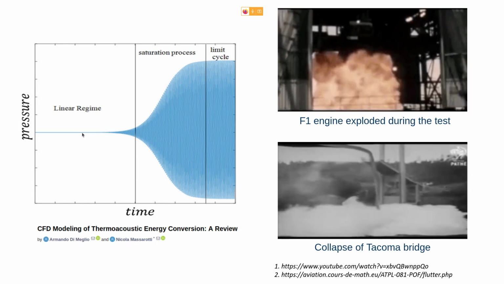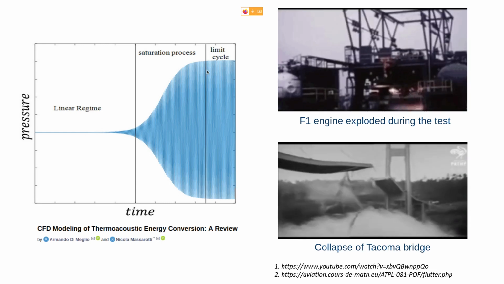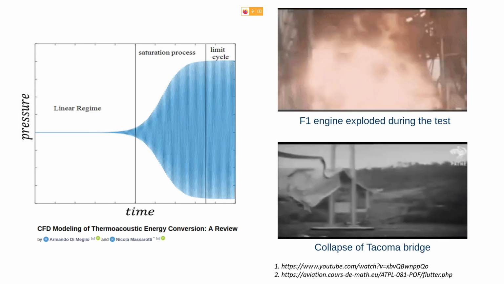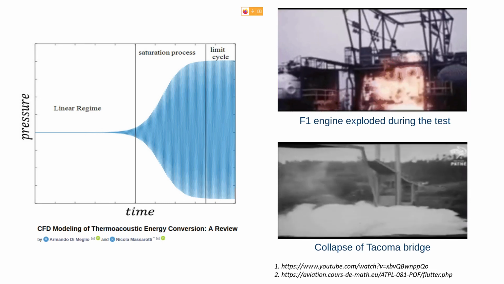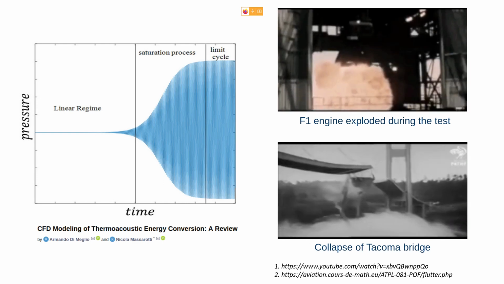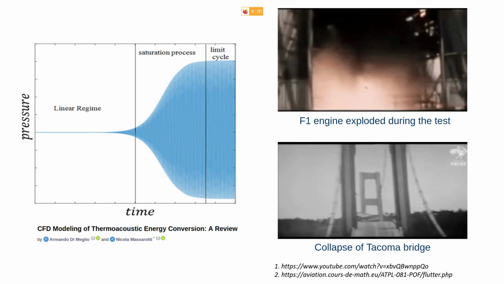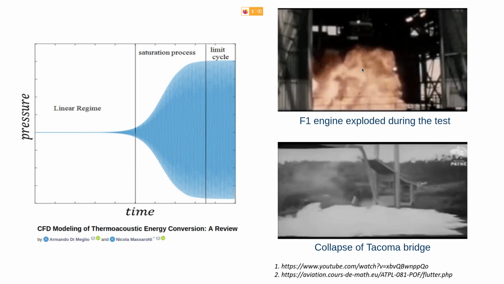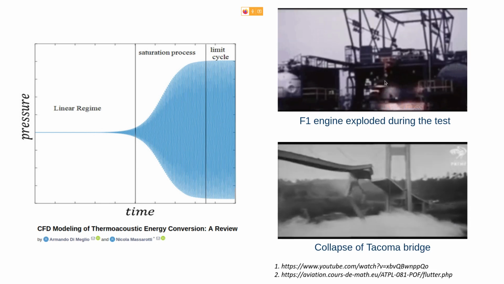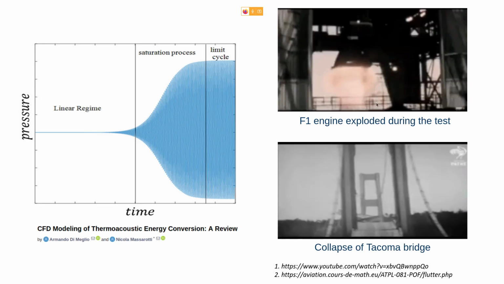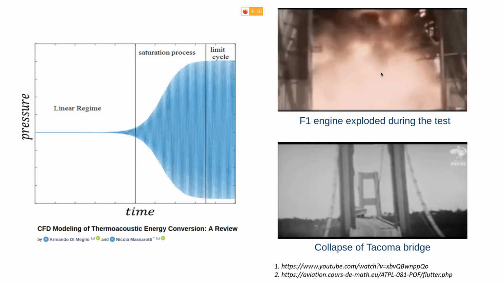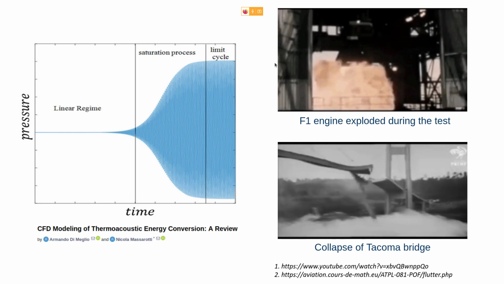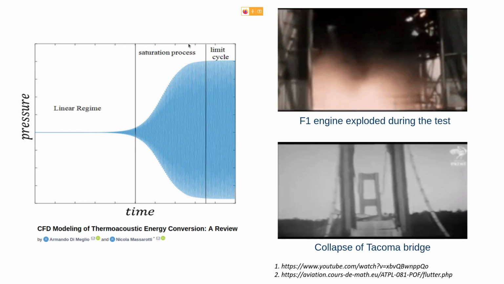The transition from very low amplitude to very high amplitude oscillations in a real system takes place within a fraction of a second. It's very fast, and you need to be very careful when these kind of high amplitude oscillations happen in the system. Here I have shown a video on the top of the F1 engine exploding during a test. As the engine was started, the system blew apart, due to this catastrophic, undesired state called thermoacoustic instability, which is nothing but the high limit cycle oscillations we are seeing here.